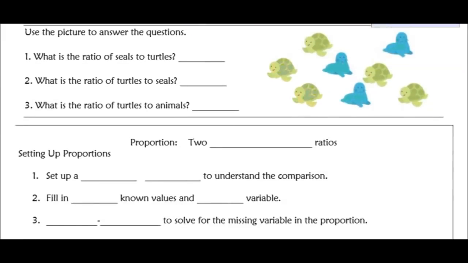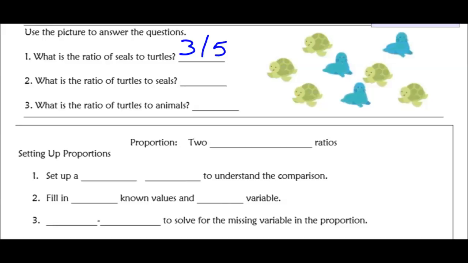So now we're going to use this picture to answer these 3 questions. We want to know the ratio of seals to turtles. The order actually is important. Actually, just looking at number 2, it's just going to flip the order, the ratio of turtles to seals. So the ratio of seals to turtles, we're just going to count seals first. That's 3. Then there's 5 turtles. You can write this in any way you want. I'm going to write it as a fraction. 3 seals to 5 turtles.